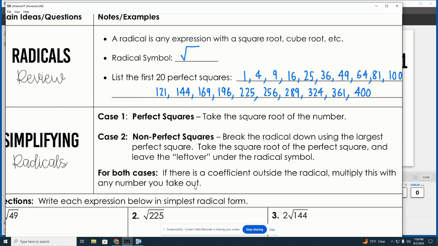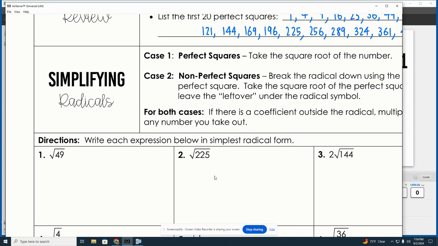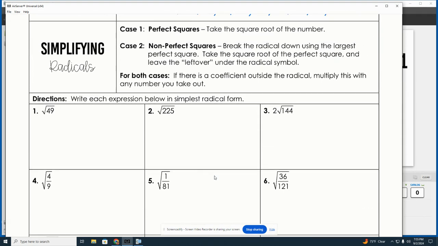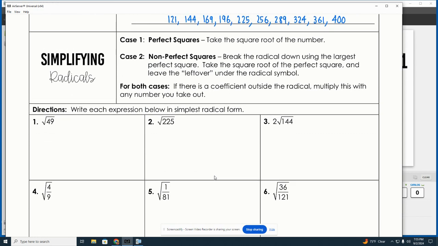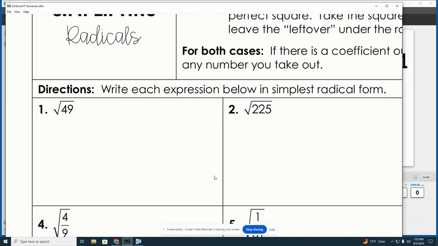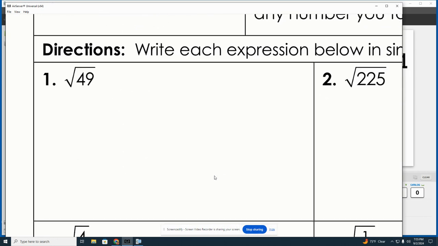But case number 2, what if it's not a perfect square? Then what we're going to do is we're going to break down that radical using the very largest perfect square that goes into it. So let me show you guys how this is going to look. Oh, hey, there's one more thing, and it doesn't say it. It says if there's a coefficient outside the radical, you're going to multiply this by the number you take out. So let me explain that using some examples, okay?